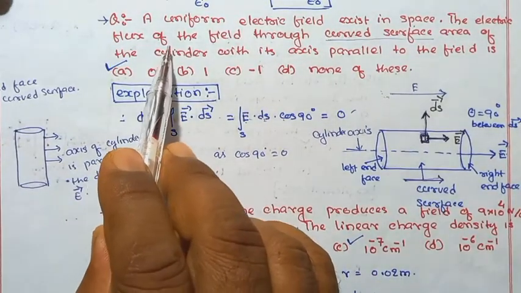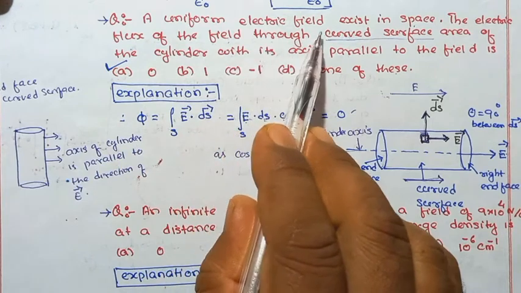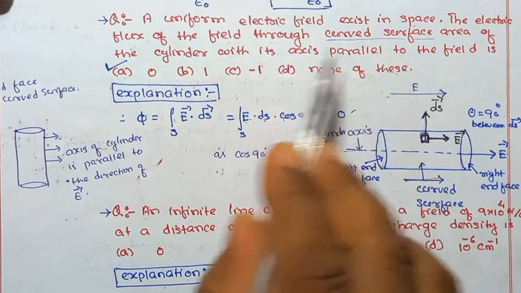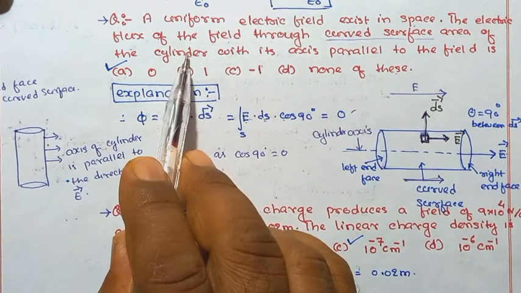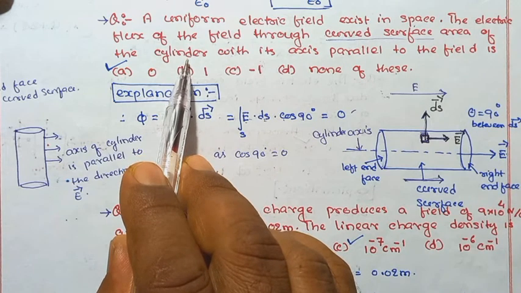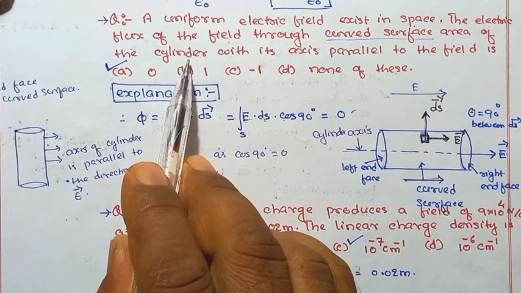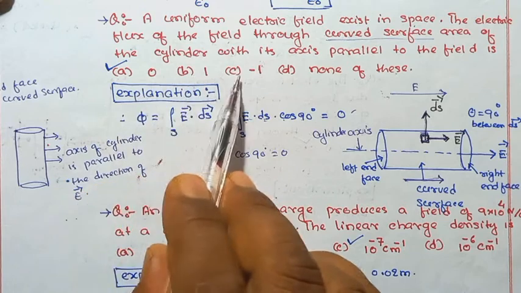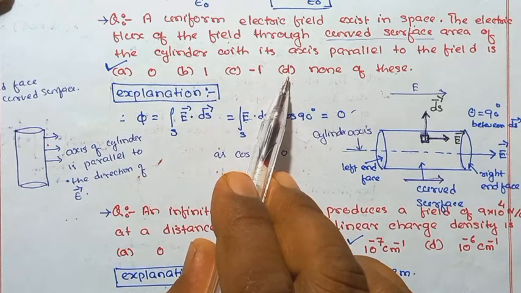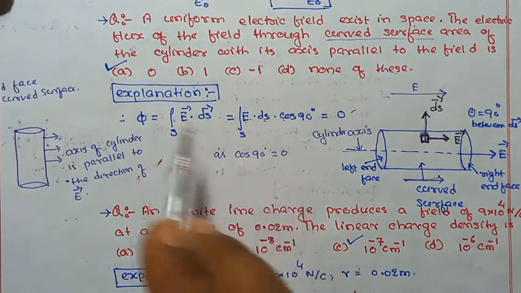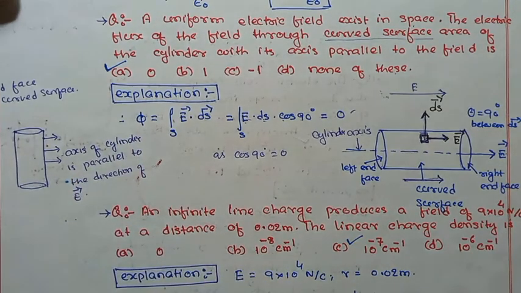Question is, a uniform electric field exists in space. The electric flux of the field through the curved surface area of the cylinder with its axis parallel to the field is, option A, B, C, D is given. So here option A is correct. In this question, now we will go detailed explanation.